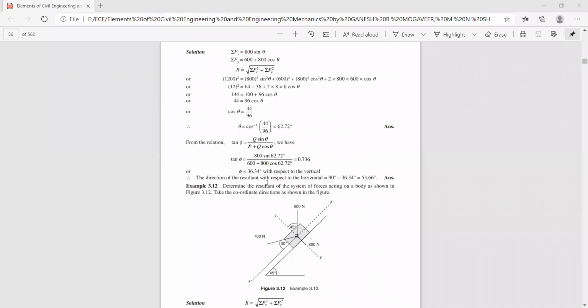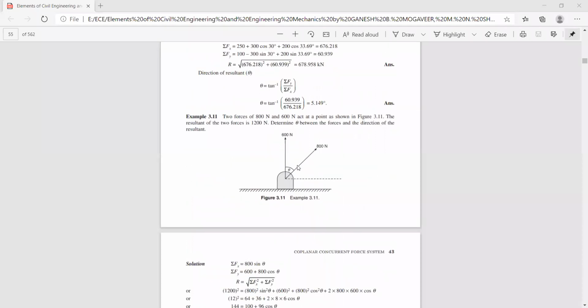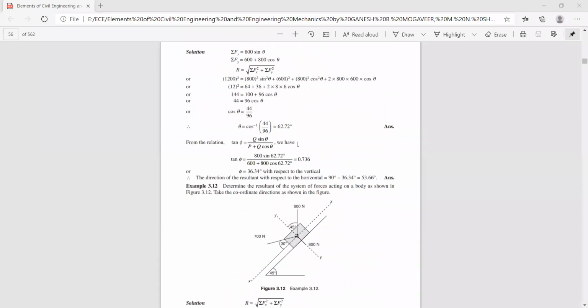And the direction of the resultant with respect to the horizontal axis is 90 minus 36.34. So it happens to be 53.66, because here this angle has been formed with respect to the vertical axis. Hence the resultant direction is also with respect to vertical axis. The tan phi works out to be about 36.34. So you can also find the direction of the resultant with respect to the horizontal axis.